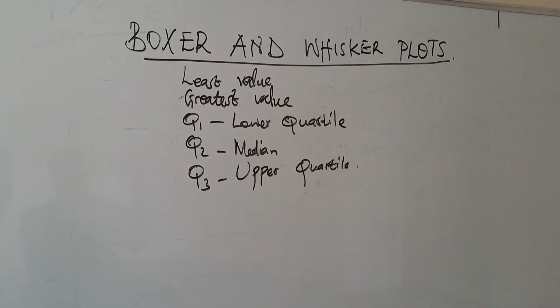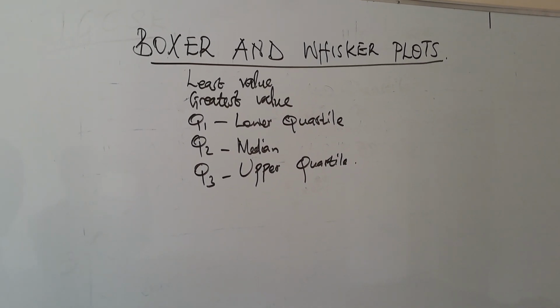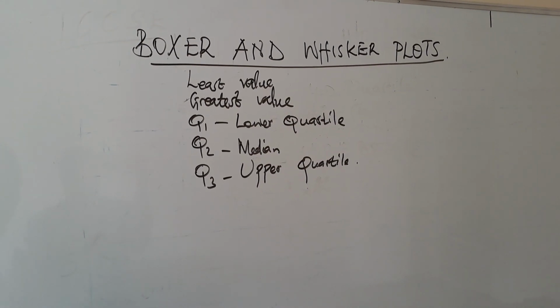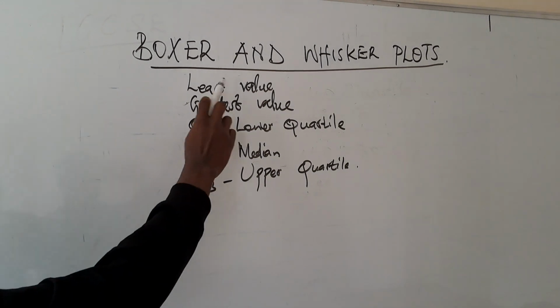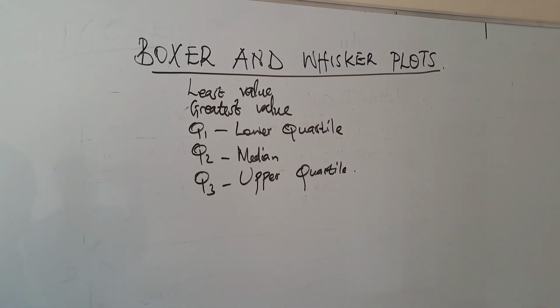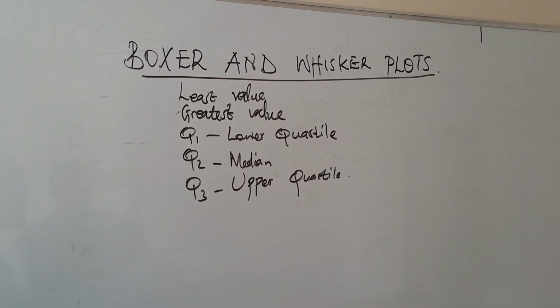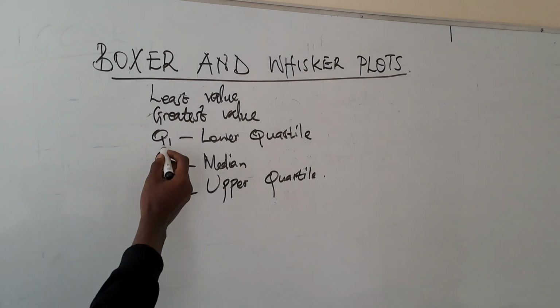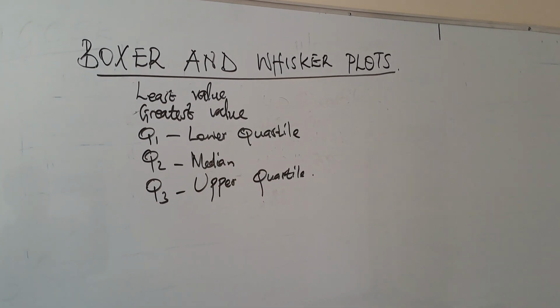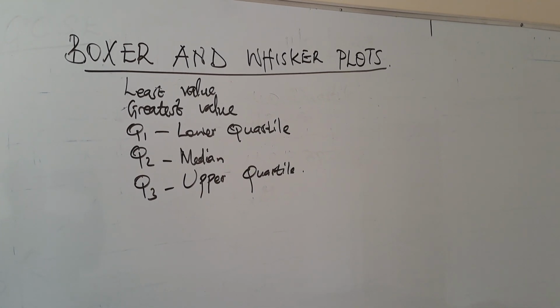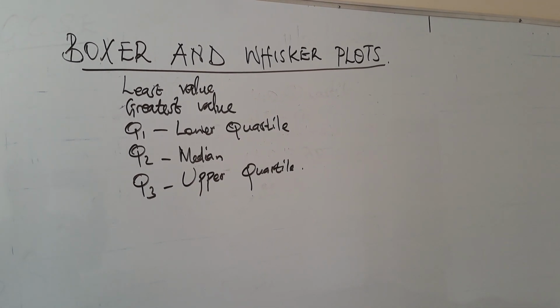Box and whisker plots. Box and whisker plots are used to show the variability of a data set along a number line using the least value, greatest value, and the quartiles of the data. Quartiles of the data, we have the lower quartile, the median, and the upper quartile. So the median divides the data set into two halves.